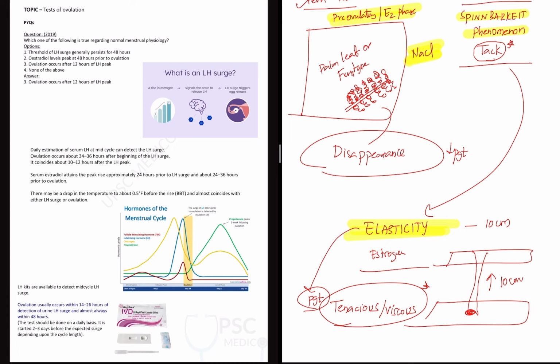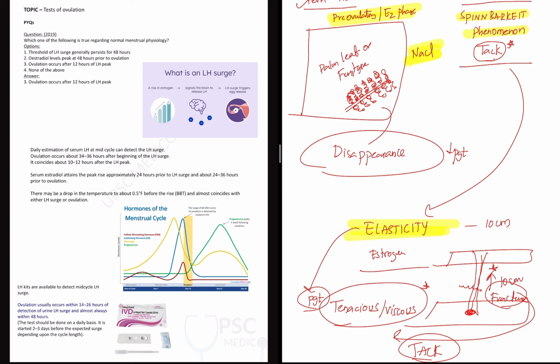as Spinnbarkeit, and when you try to stretch it, it fractures. And this fracturing property is known as tack. So what is tack? Could I say Spinnbarkeit indicates ovulation? No, Spinnbarkeit or thread-like activity because of the elasticity does not indicate ovulation.